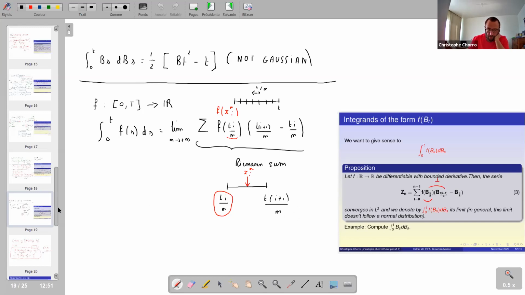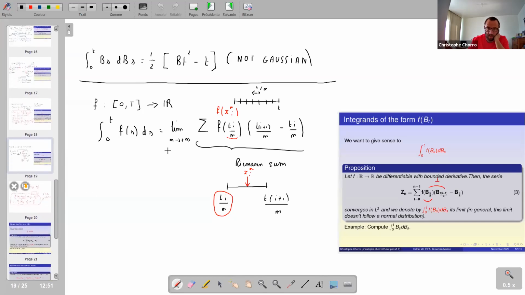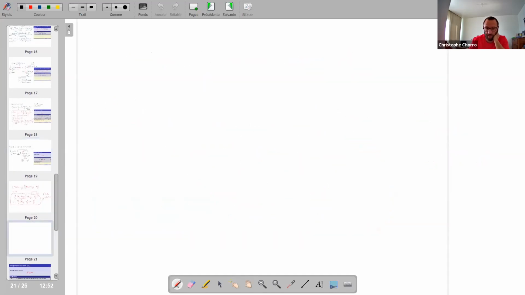Okay. Second remark concerning what I have obtained here. We have obtained together this formula: the integral between 0 and t of Bs dBs is equal to 1/2 Bt squared minus t. Okay, so I said that this formula is not that natural. Why is this formula not that natural? Because we have in general the following.